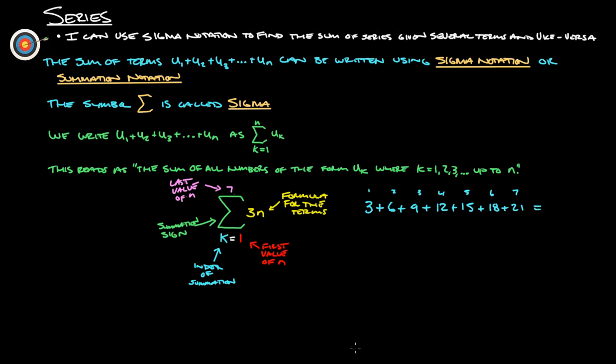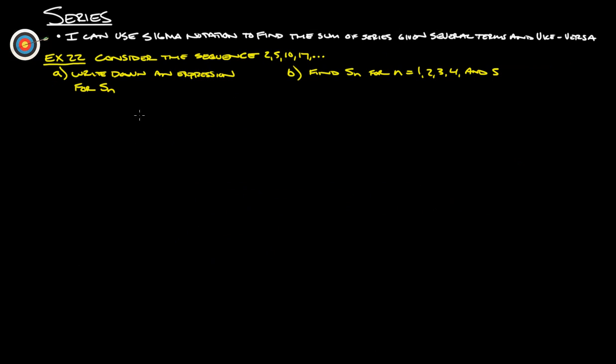Okay, let's take a look at example 22 here. Consider the sequence 2, 5, 10, 17, dot, dot, dot. Write down an expression for S of n. So what we really want to do is come up with our u sub n, our formula for this here. Okay, so let's do that. We've got 2, 5, 10, 17. So we've got u sub n equals u sub 1 plus n minus 1 all times d, right?